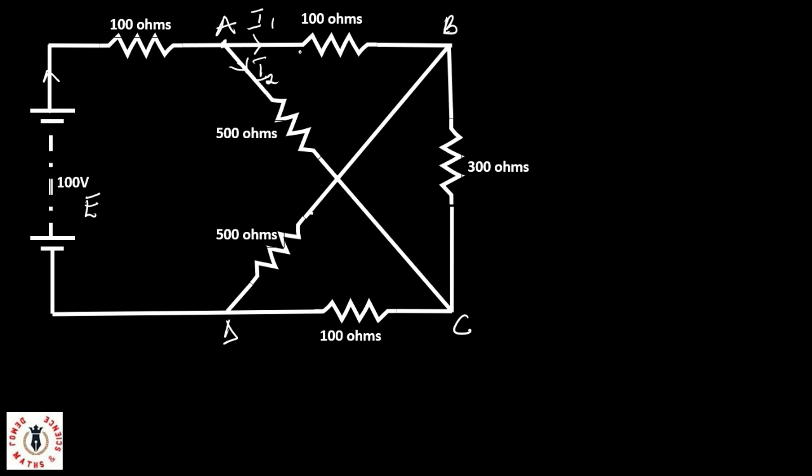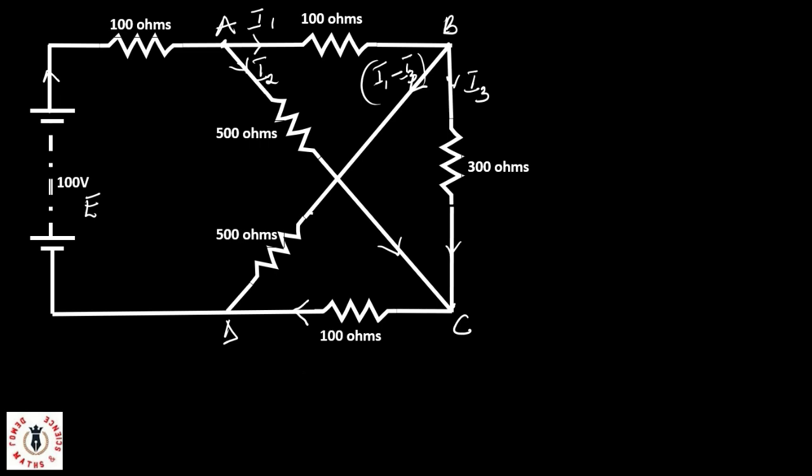Now I1 will continue to node B, and at node B, expectedly I1 should split into I3. Now I should have I3 here. Probably you want to label this I4, but I prefer to label this as I1 minus I3 to reduce complexity. Remember from the current law, at this node, the current leaving the node is equal to the sum of the current entering the node. Entering the node, we only have I1, but leaving the node, we have I3 and I1 minus I3.